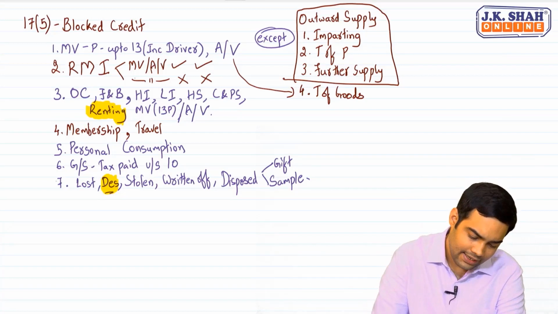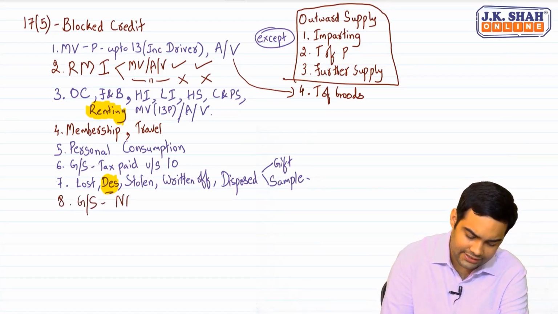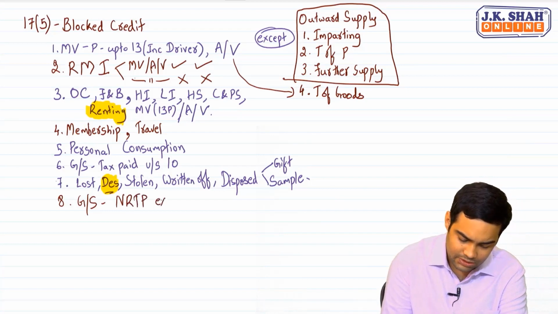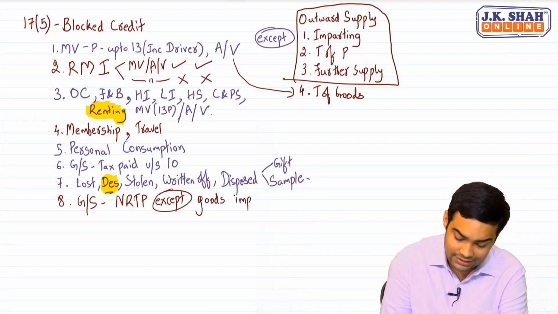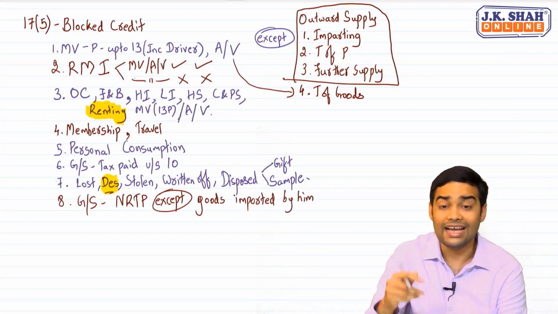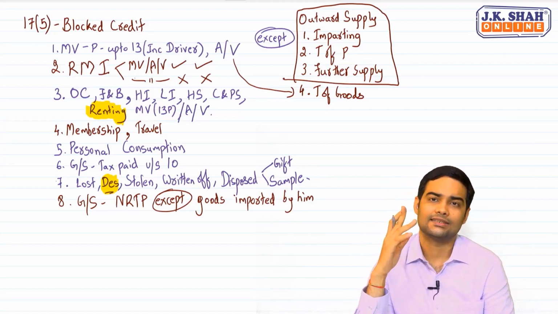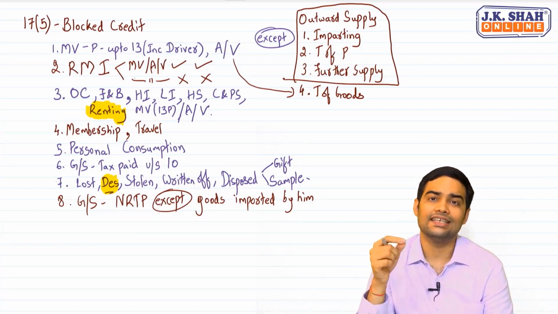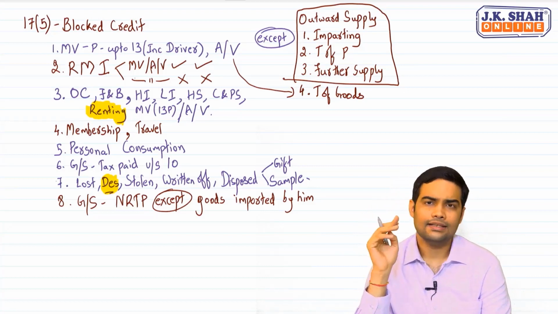Okay. Thereafter, any goods or services purchased by a non-resident taxable person, except goods imported by him. See, whatever he is importing, obviously he will get ITC of CGST which he has paid on import. Otherwise, a non-resident taxable person will not get even a single rupee of input tax credit. That is not permissible. Okay, understood.